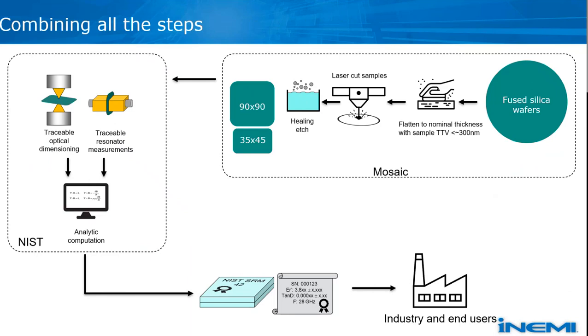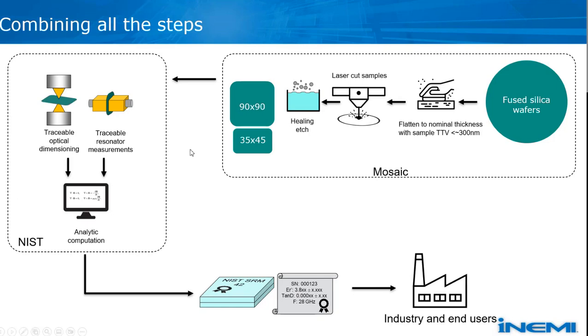So really, just combining what the whole process looks like from top to bottom. We have our collaborators at Mosaic Microsystems obtain some fused silica wafers. They're able to use their own proprietary flattening process to thin these samples with super low thickness variations. And then they're able to laser cut these samples far better than we can, I learned the hard way, and use a hydrofluoric acid healing etch to clean up the edges to make these samples much more robust and handleable. And then they provide these coupons of whatever geometry we need.